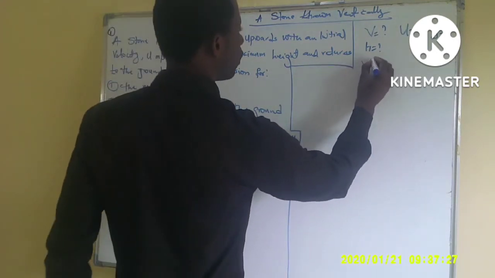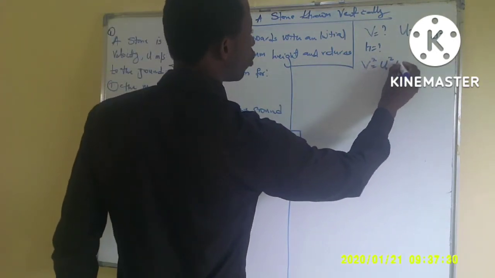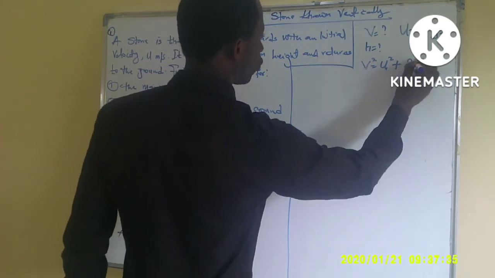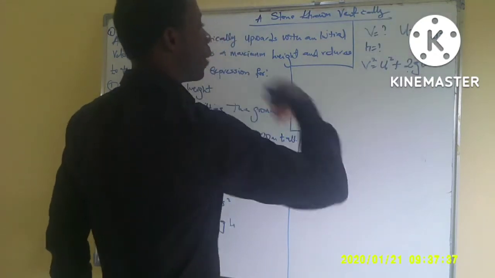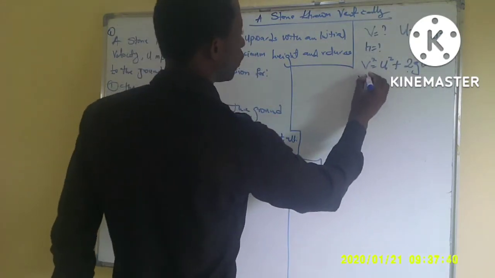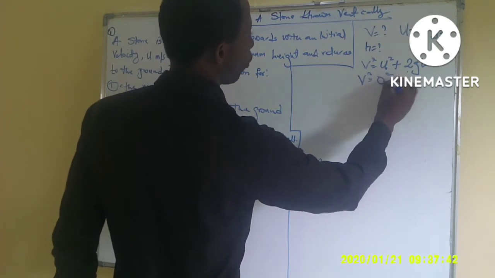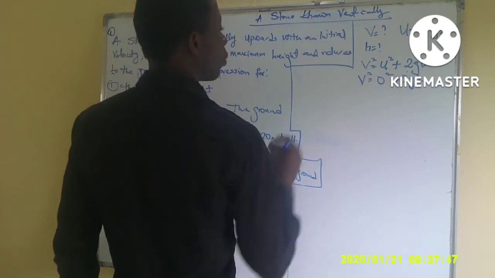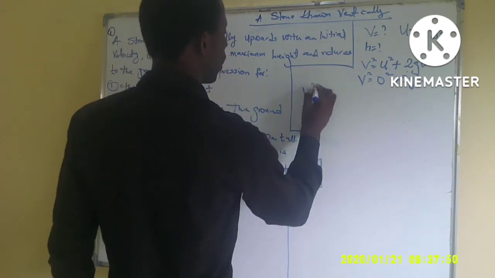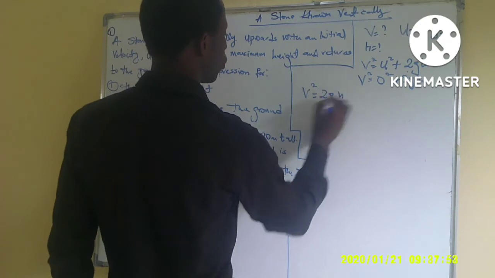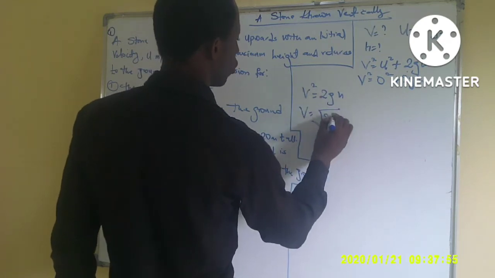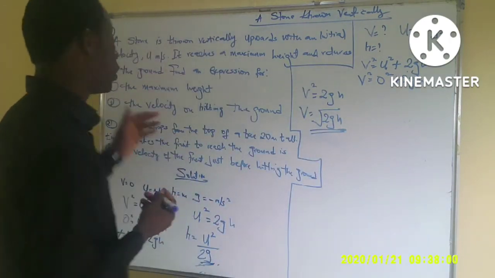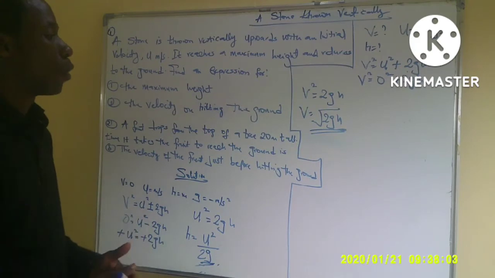We still use the same formula. v squared is equal to u squared plus 2gh. This is plus now because it's coming downward. So the u now is 0. So v squared is equal to 0 squared plus 2gh. Remember, we are looking for the final velocity. So at this point, v squared is equal to 2gh, so v is equal to the square root of 2gh. That's the answer. So the velocity on hitting the ground is maximum, which is the square root of 2gh.